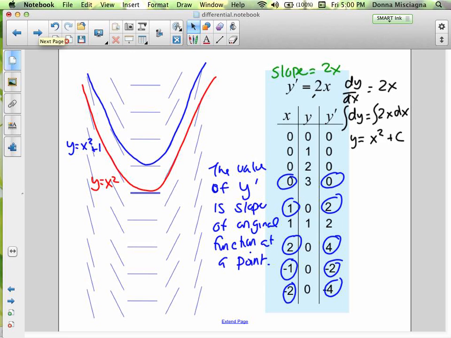So notice that wherever x is 0, regardless of what y is, we have a horizontal slope. And notice that it gets steeper and steeper as x gets larger and larger. If x is positive, our slopes are all positive, and if x is negative, our slopes are all negative. And you can see that pattern coming out. It looks like a parabola.